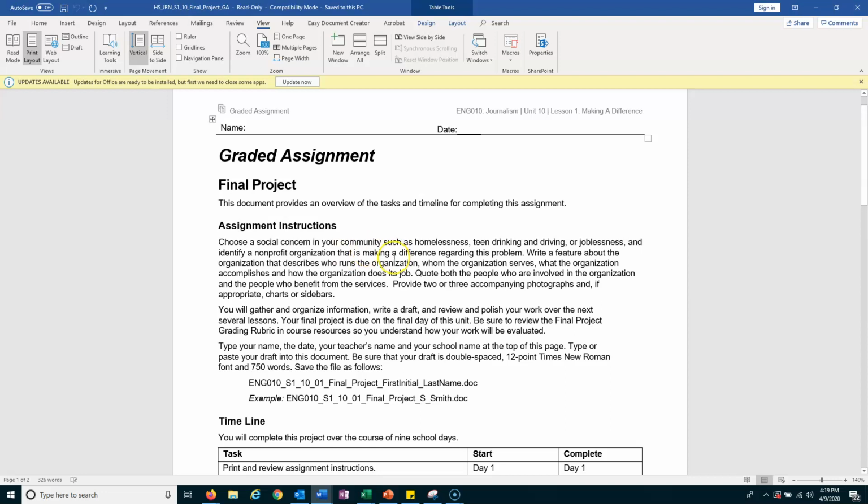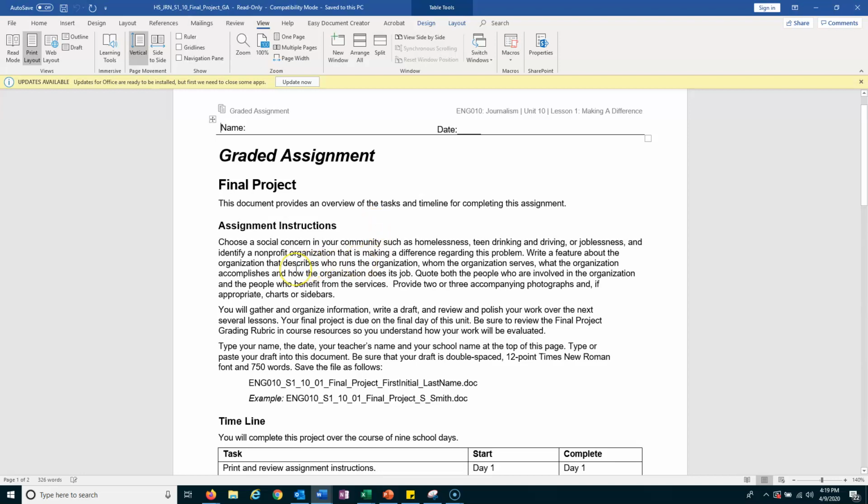You can write about a lot of things. You can write about your church. You can write about any issue in your community that you feel is prevalent or that has been prevalent at any time. You could write about the Salvation Army. You could write about Goodwill. There are a lot of different things that you can write about.